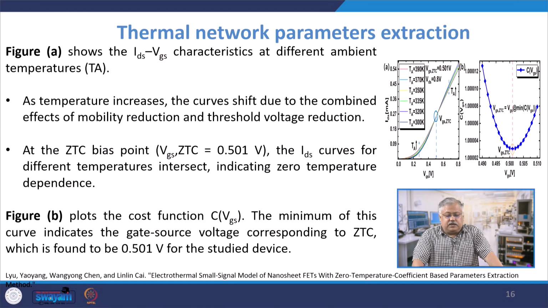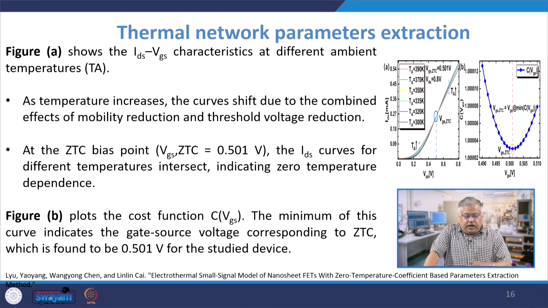Now, this is the thermal network parameter extraction being mentioned here. On the y-axis you have the IDS value, and on the x-axis you have VGS in the first graph. In the second case, the cost function is varied with respect to VGS, and as you can see, at the ZTC point your cost function becomes minimum, right? And as the temperature increases, for various values of ambient temperature, the curve shifts due to the combined effect of mobility reduction and threshold voltage reduction.